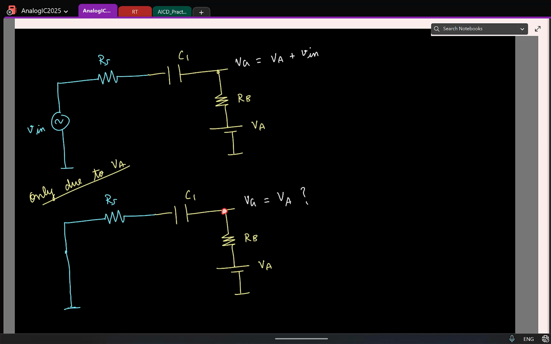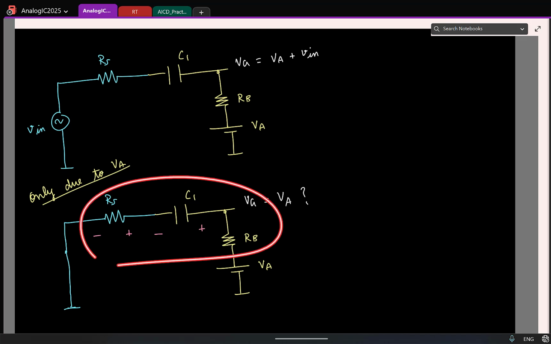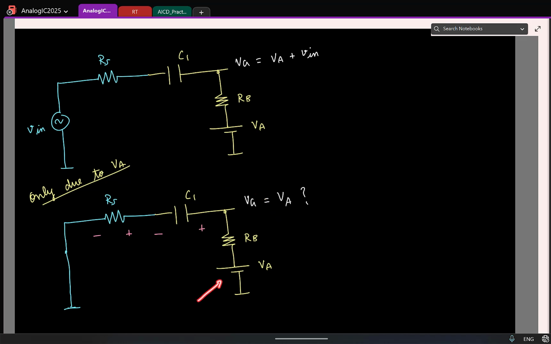Now remember, this voltage is essentially the voltage drop across the capacitor and this resistor. Now look at this, I have a simple RC circuit that's getting charged with a DC voltage source VA. So in steady state, what do you think the voltage across the capacitor will be? The capacitor will eventually get charged to VA. Is that okay?